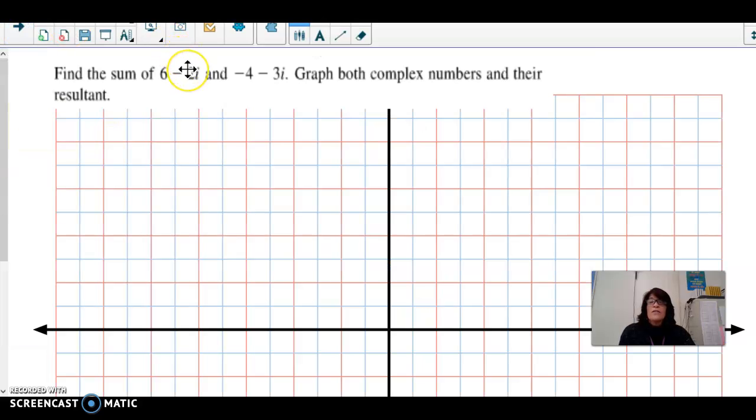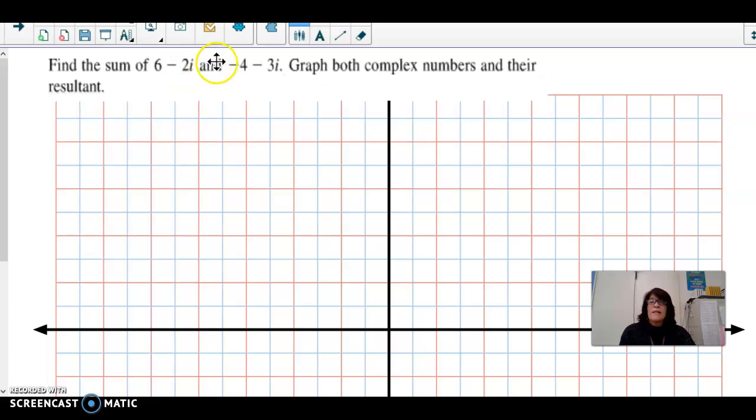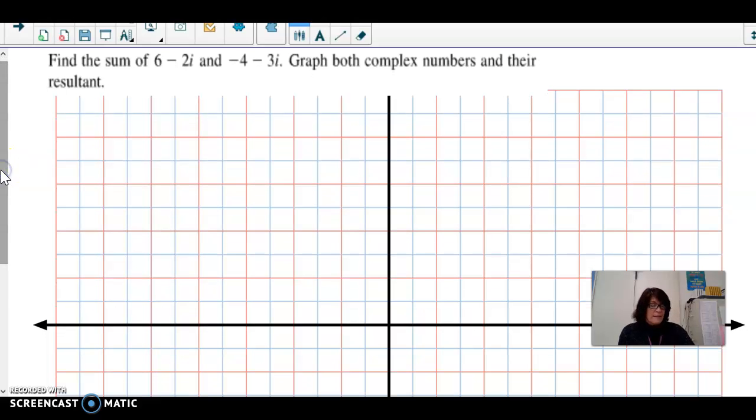Let's look at adding these together. The sum of 6 minus 2i and negative 4 minus 3i. If I graph that, this is so fun. We go to 6, 1, 2, 3, 4, 5, 6, negative 2, and I make my vector. Vector, magnitude and direction. Then we graph negative 4 minus 3i, and I graph that wonderful vector.